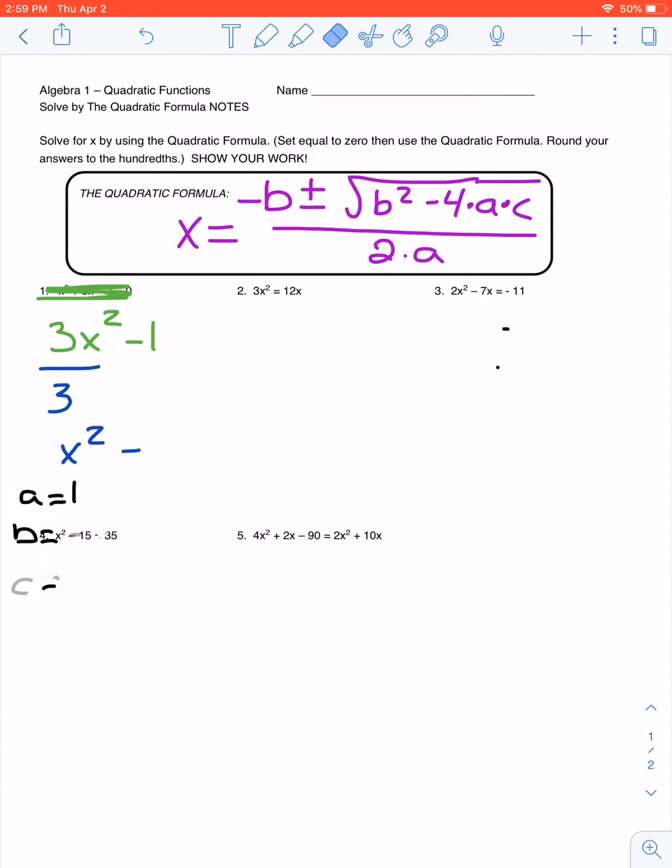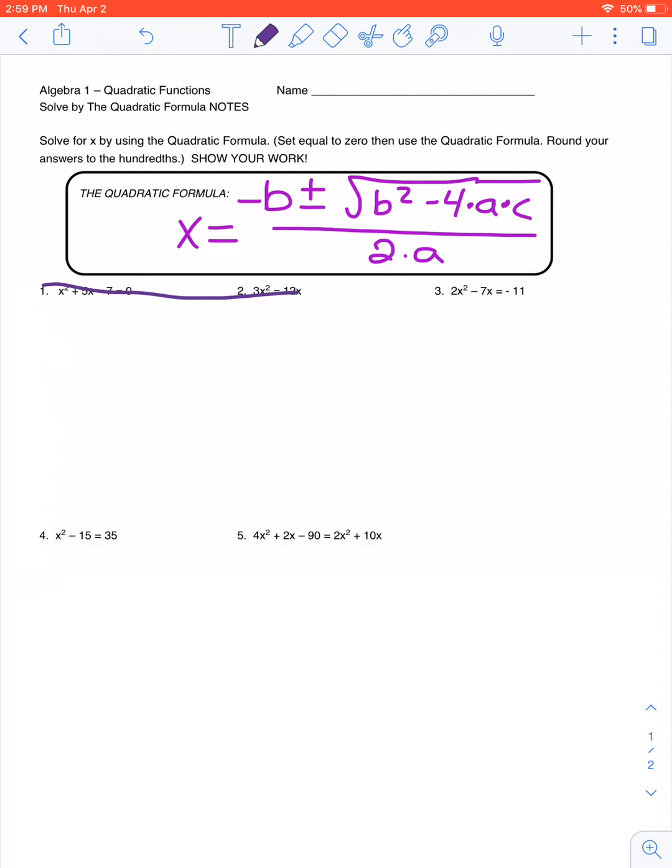I want to try to keep A positive as much as I possibly can, because that makes my life a lot easier in the end. So I'm going to first move everything to one side on number 5. That's the problem we're on. When I do that, I end up with 2x squared, because I have minus 2x squared from either side, minus 8x minus 90 equals 0.